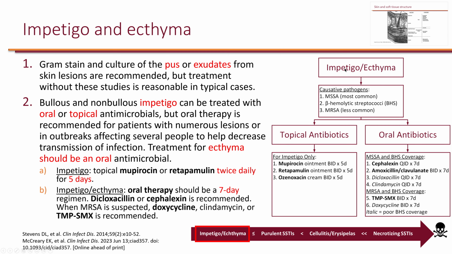In general, we know that the most common causative pathogens are MSSA, the most common, and beta hemolytic strep. With impetigo, because it can be in the epidermis only, we can use topical agents.